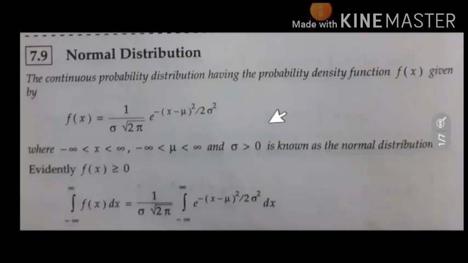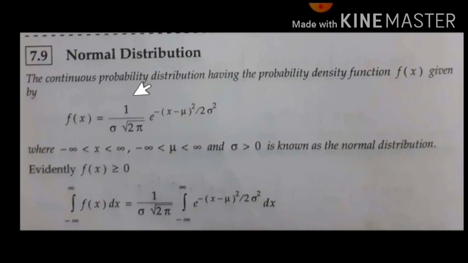Good morning, students. Today we will study another type of continuous probability distribution. It is called the normal distribution. In continuous probability distributions, we are studying two types. One is the exponential distribution, which we studied in the previous class. The second one is the normal distribution.